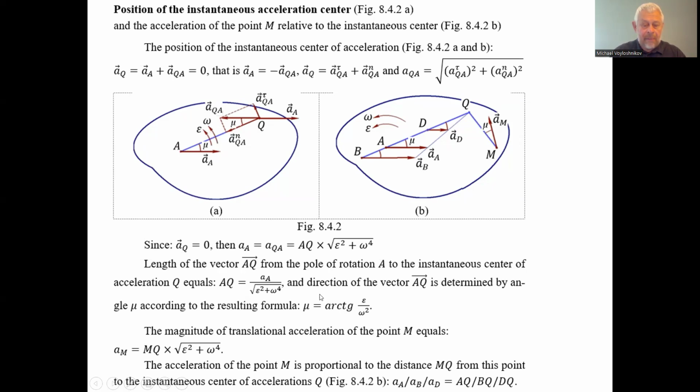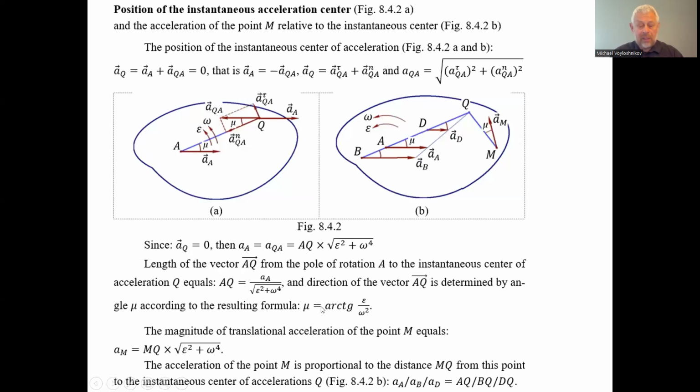The direction is the same as we have here, in the right angle triangle. One leg is the tangential acceleration of the point Q. Another leg is the normal acceleration of the point Q. Then the tangent of this angle is the ratio of the tangential acceleration of point Q rotating around the point A and the normal acceleration of the point Q rotating around the point A. So we have the mu angle here. But another way, the mu angle equals the direction from the positive direction of the acceleration of point A to the point Q.